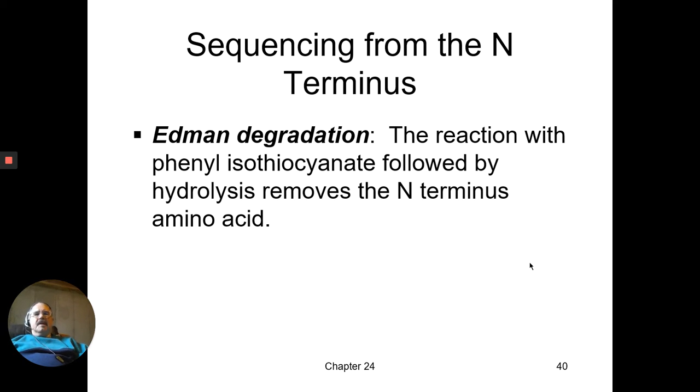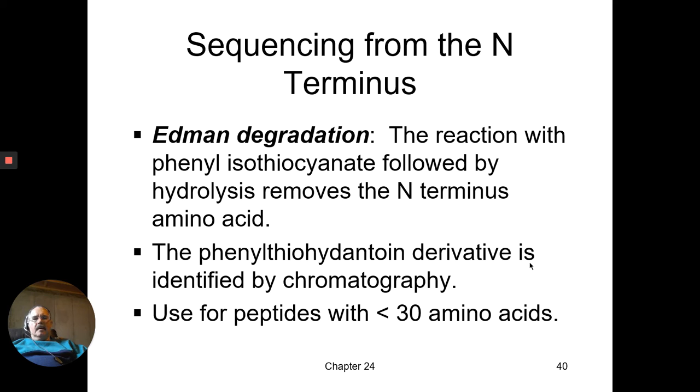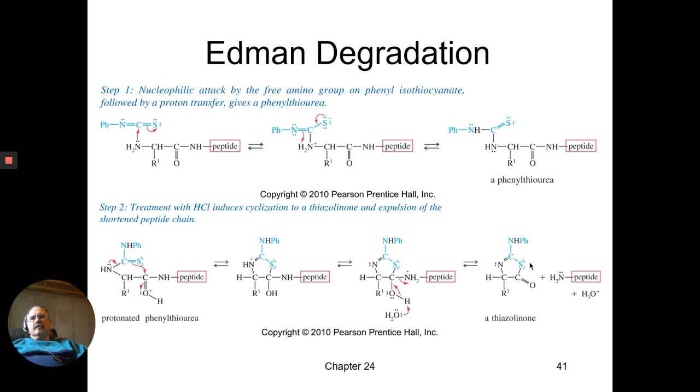And then there are various techniques for sequencing. One of them is called the Edman degradation. This uses phenyl isothiocyanate followed by hydrolysis. And what this does is it removes the N-terminus amino acid. And then you use a phenylthiohydantoin derivative, which is then identified by chromatography. And this is useful for peptides with less than 30 amino acids.